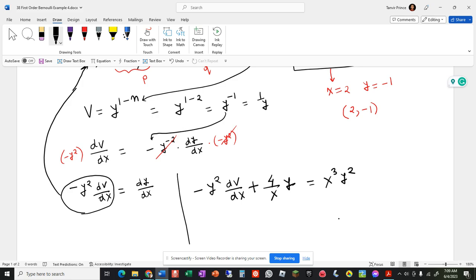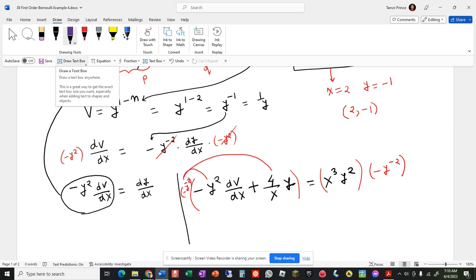At this point, we have x, y, and v, but we need to get rid of y. How do we do that? We have to make the coefficient of dv/dx 1. So I multiply both sides by negative y to the power negative 2. I have to multiply each term. The first one becomes 1, since negative times negative is positive, and y to the negative 2 and y squared is y to the power 0, which is 1. So all I have is dv/dx.